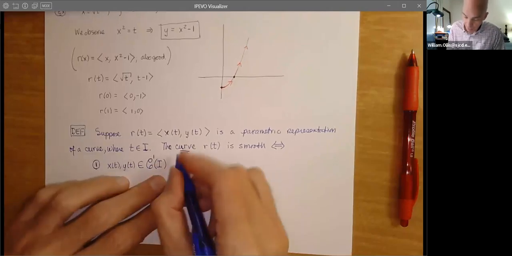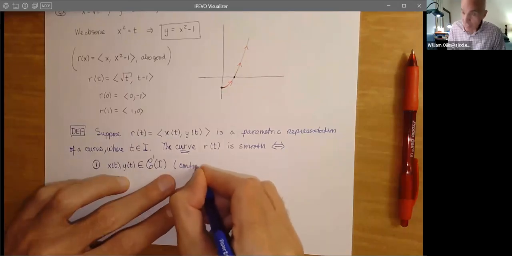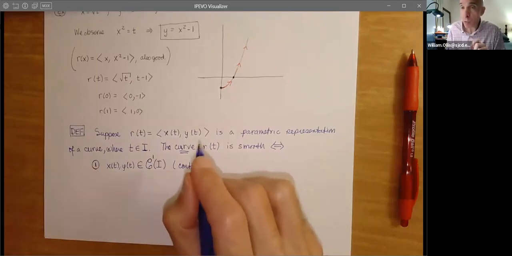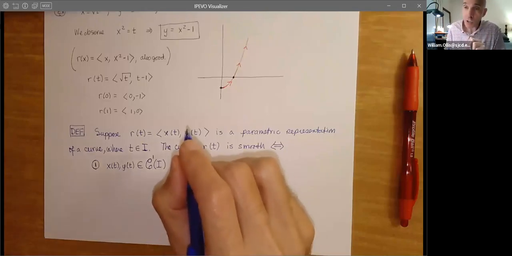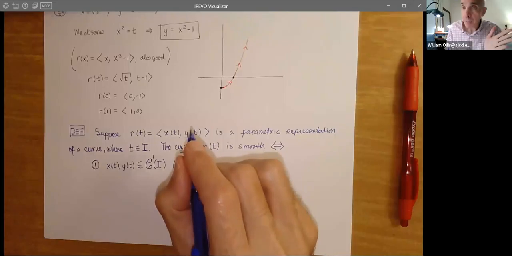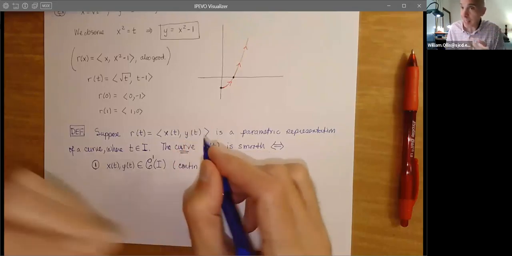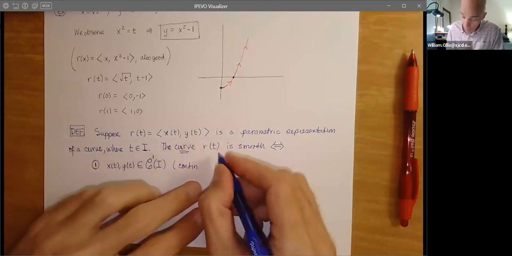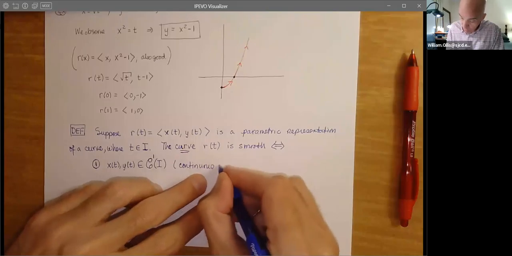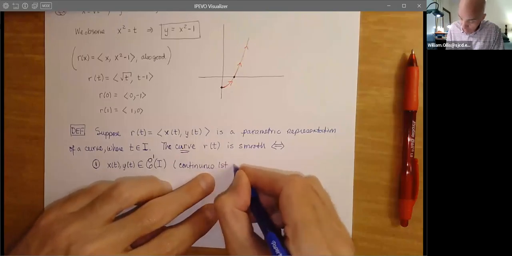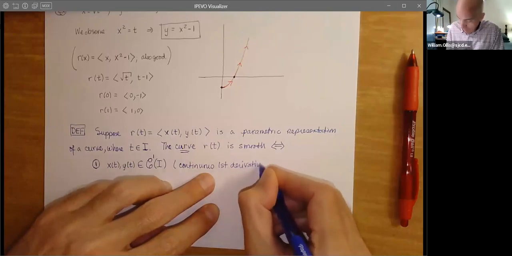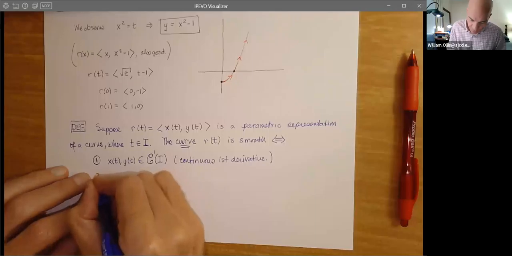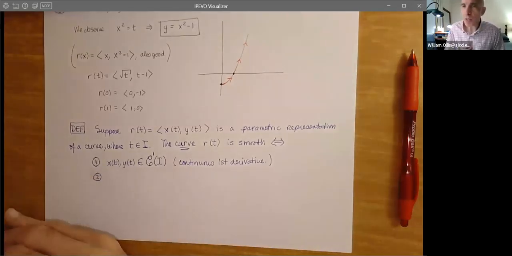number one, x(t) and y(t) are C1. They have continuous derivatives. So remember, they're elements of C1 on the interval I. I use that with Taylor's theorem. That means continuous derivatives. We had Cn, right? Continuous through order n. And then we know that some functions are C infinity, that they have continuous derivatives of all orders, like e to the x or sine x. Some functions are really nice, others not so much, but that's okay. So continuous first derivative.